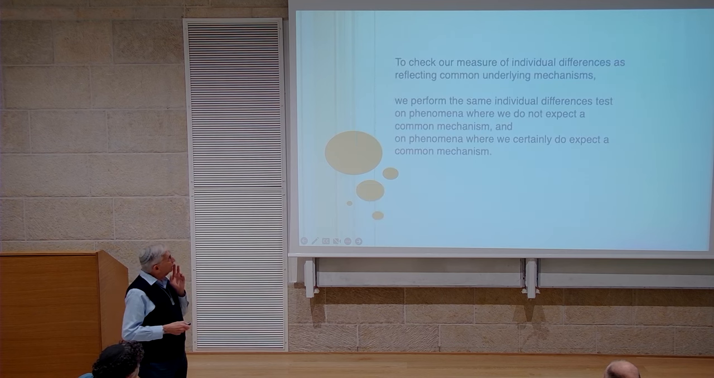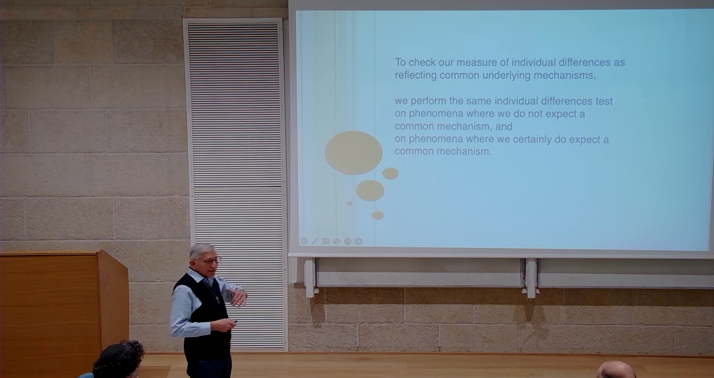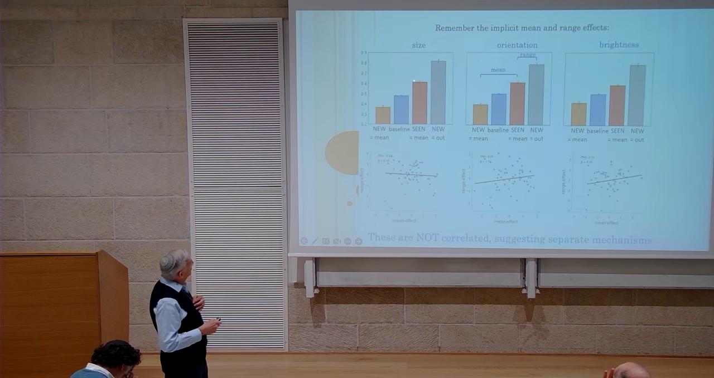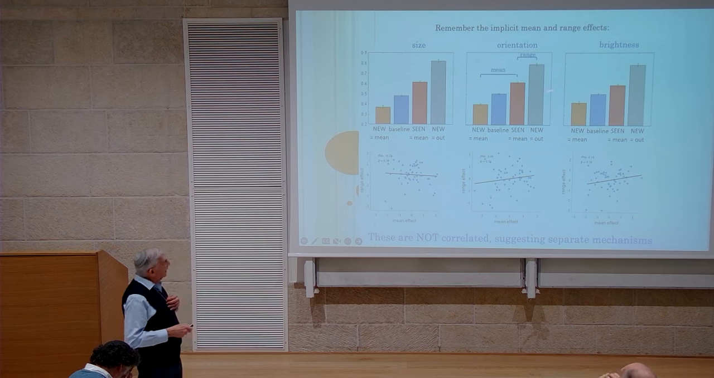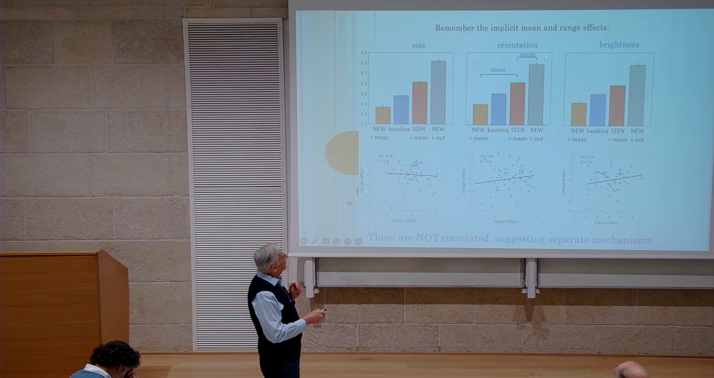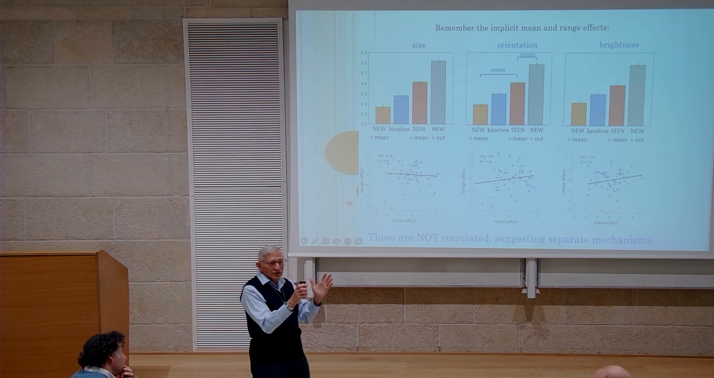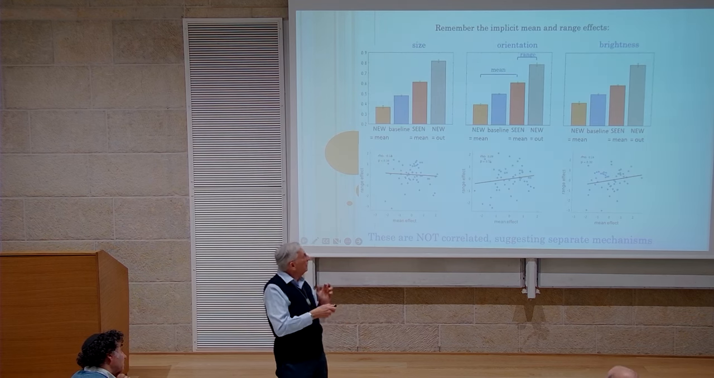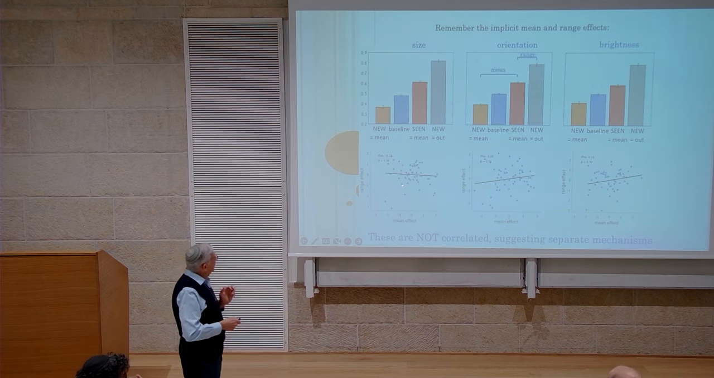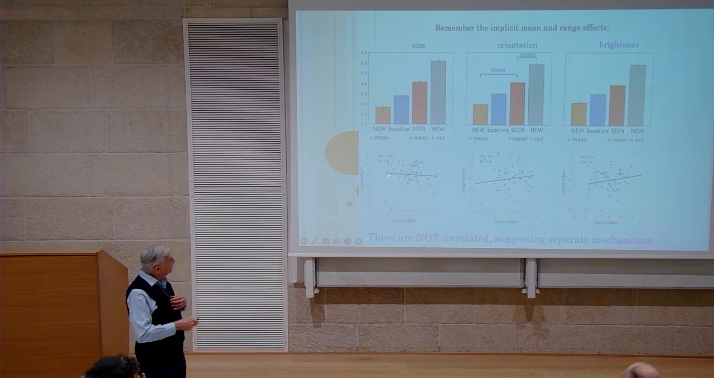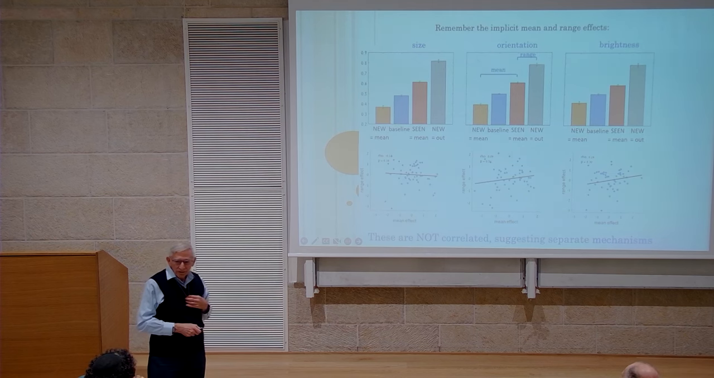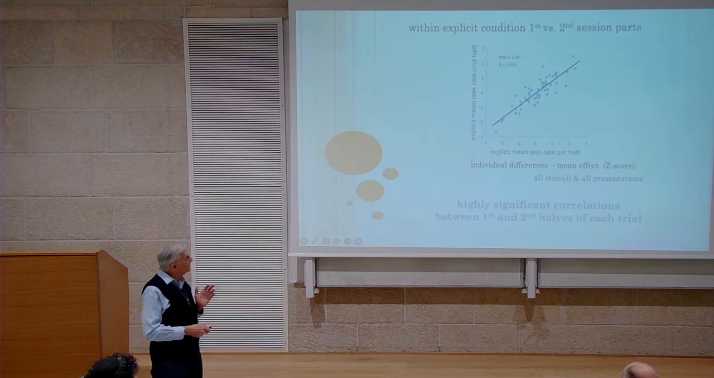And to check our measure of individual differences, we wanted to see something which we expect to be correlated and something we expect not to be correlated. So we talked about size, orientation, and brightness. Are they correlated with each other? Okay. I'm sorry. We wanted to look at the mean effect and the range effect. The mean effect depends on them implicitly seeing what the mean is. The range effect means seeing what the range is and what is outside the range or inside the range. And those two might not be correlated. And in fact, the mean effect and the range effect for size, orientation, and brightness are not correlated. So there can be different mechanisms, and this works.